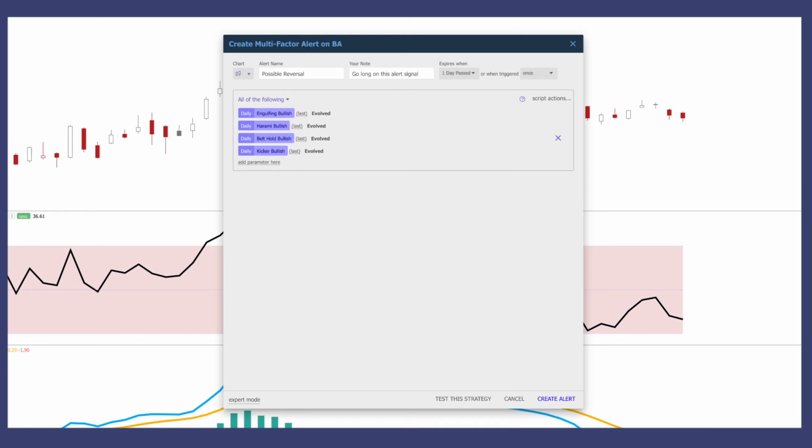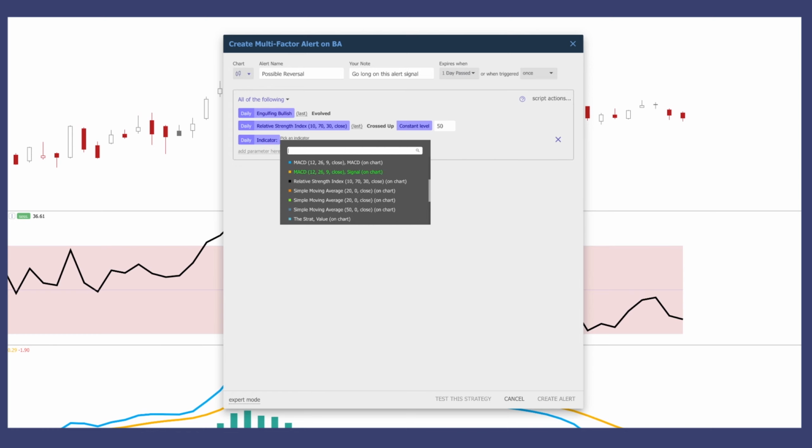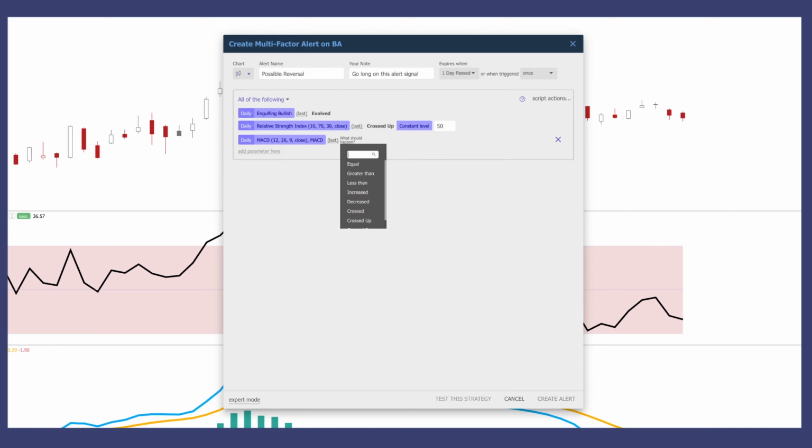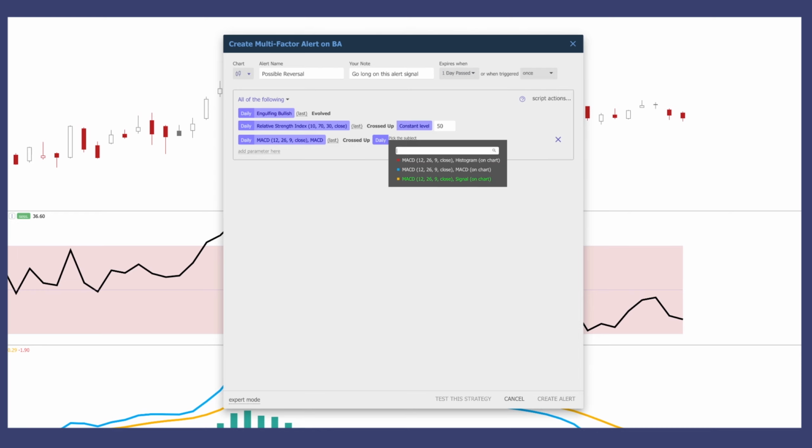So maybe you want the daily bullish engulfing to form. You also want the daily RSI to cross up through the constant level of 50. And then you also want the daily, in this case, you just click indicator, go down to the MACD here. So the MACD, which is blue, crossed up through the indicator, and the second one we're looking at is the MACD yellow, which is the signal line. So you click indicator again, crossed up through the daily, and you can see these are color-coded to MACD signal.